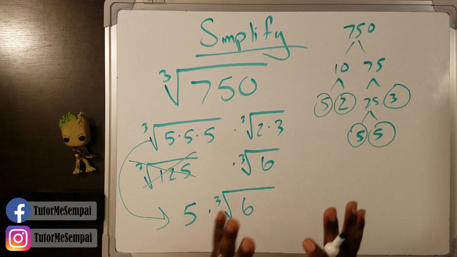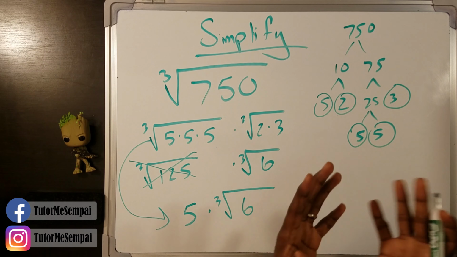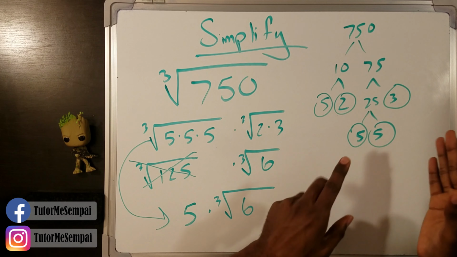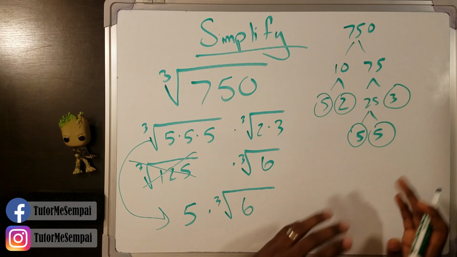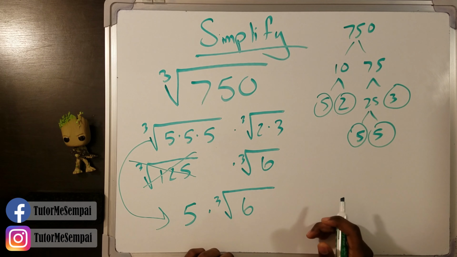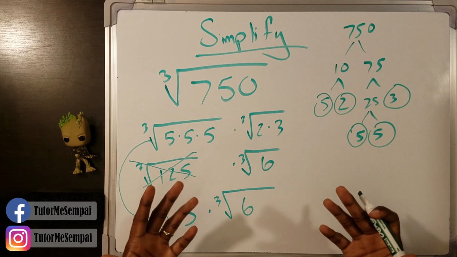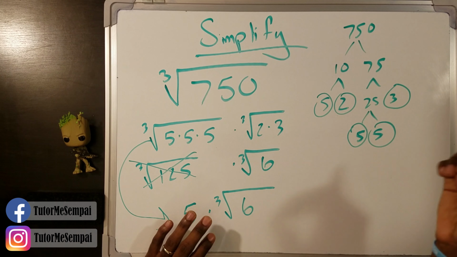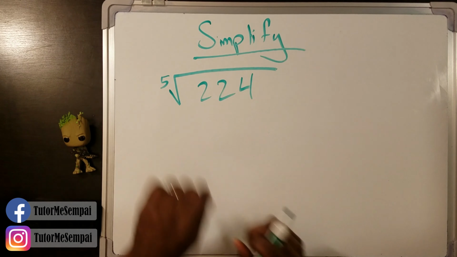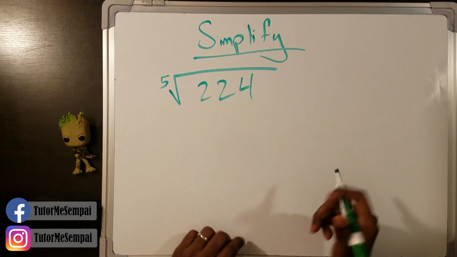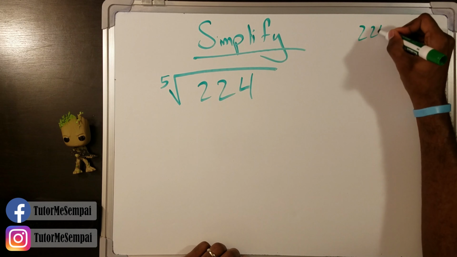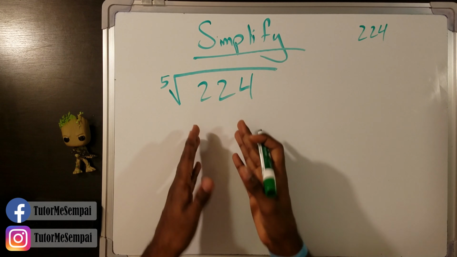And you see that you don't even need to know your perfect cubes in order to do this if you know how to find your prime factorization of these numbers. So let's look at another example of prime factorization in which you wouldn't necessarily know a higher perfect exponent. So here we have the 5th root of 224.